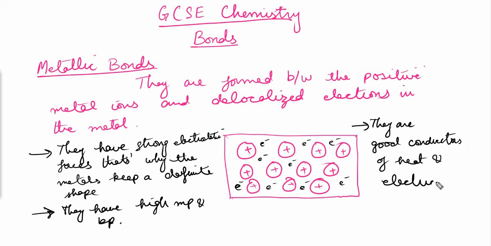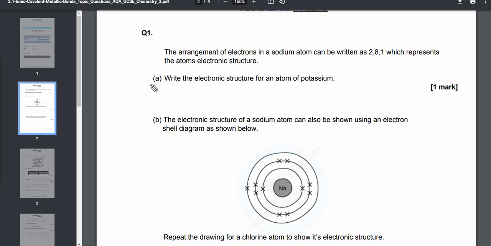So this is it for the topic on bonds. We have discussed the ionic bonds, the metallic bonds, and the covalent bonds. So now let's move on to some exam related questions and let's see how it goes. Alright, so here we have an exam related question.